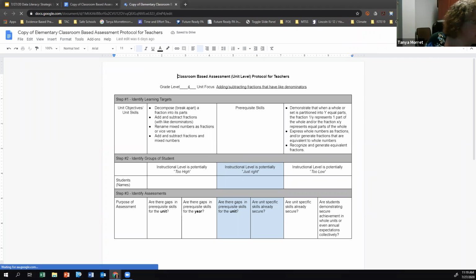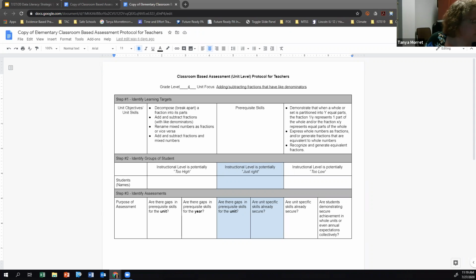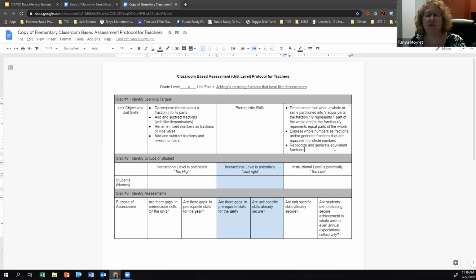Just to give you an idea, to contextualize this a little bit, I want to make sure I'm still sharing. Okay. If we're thinking about grade 4, and we're looking at a unit on adding and subtracting fractions that have like denominators, we've got a group of unit objectives and unit skills, and then we've got prerequisites. Students still need to be able to recognize and generate equivalent fractions in order to be able to add and subtract them.